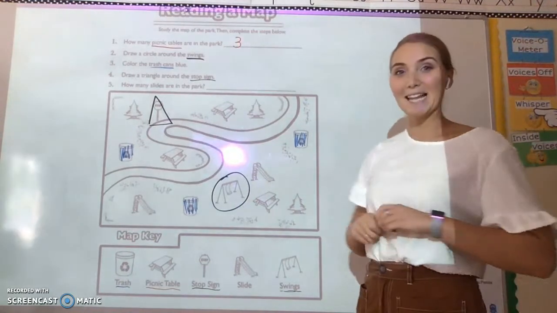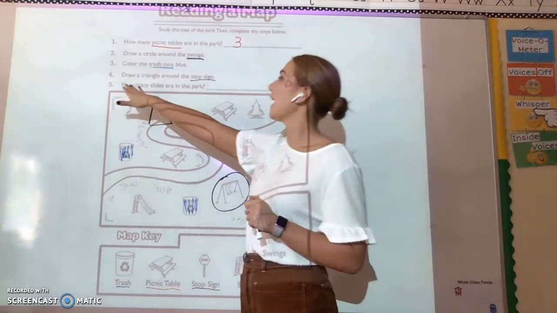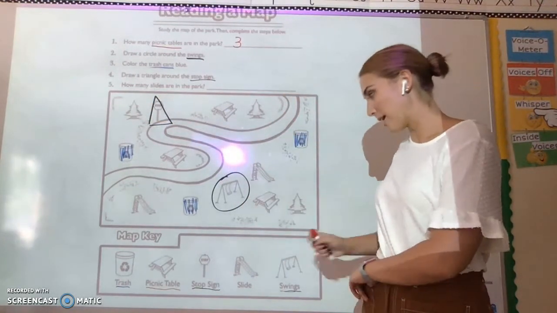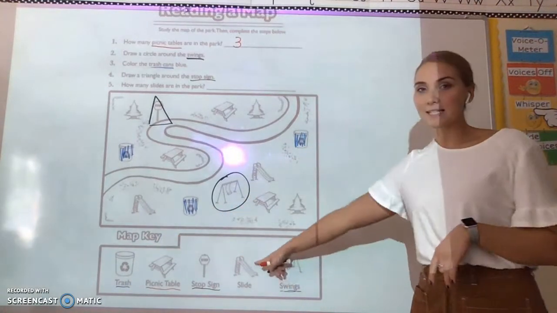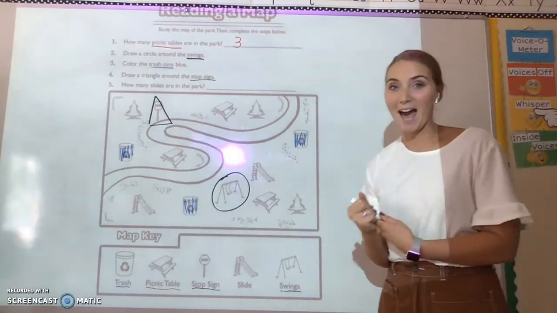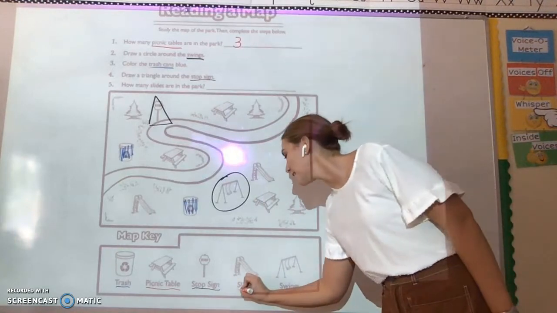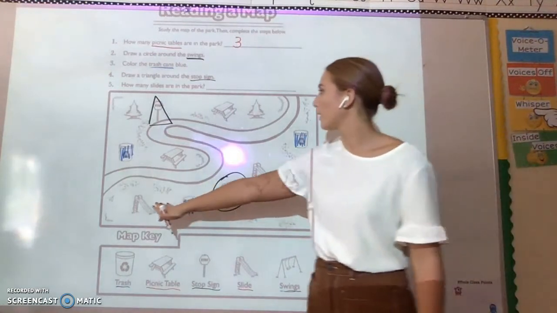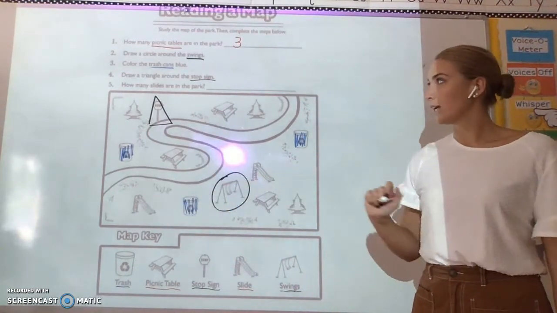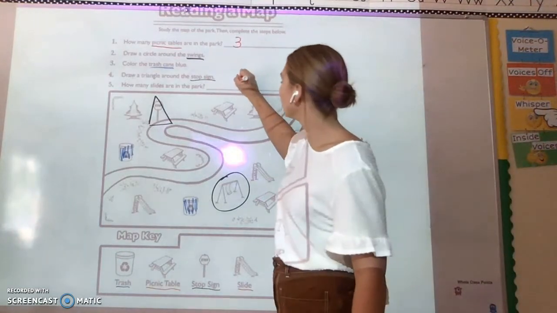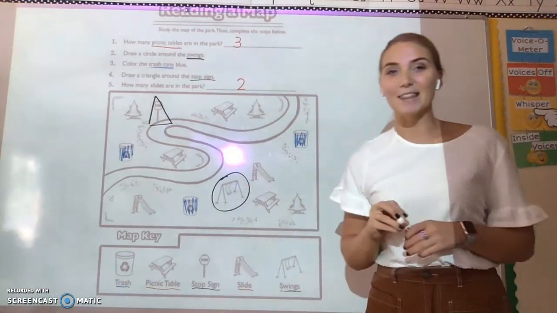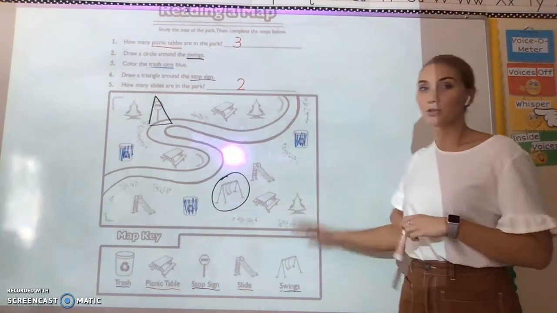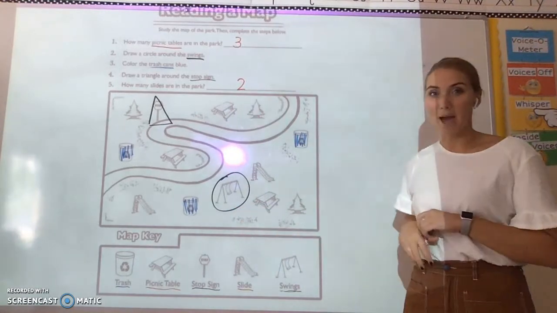We are on our last clue, boys and girls. It tells us how many slides are in the park. So if I go back down to my map key, I see that there's only one picture I haven't used, and this is the slide. Count them with me. 1, 2. There are 2 slides in the park. Did you see how we used our map key to read our map?